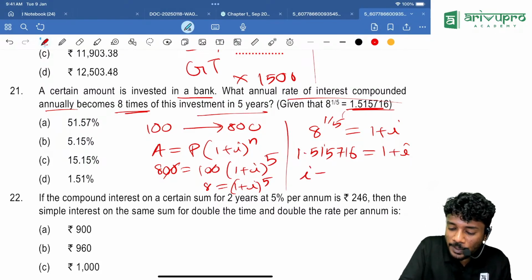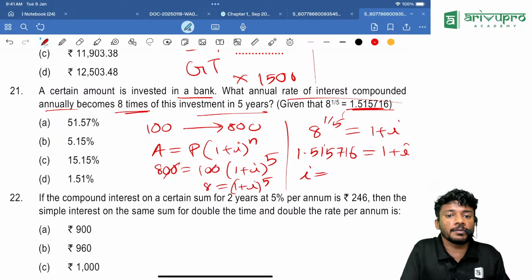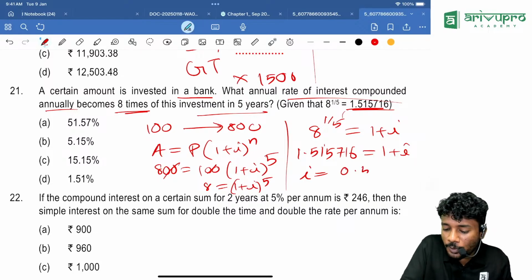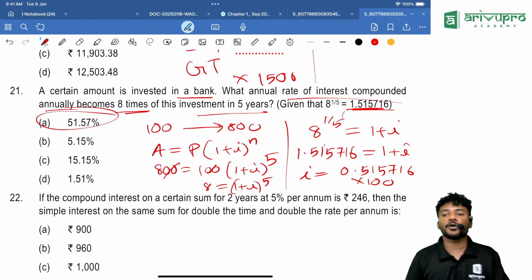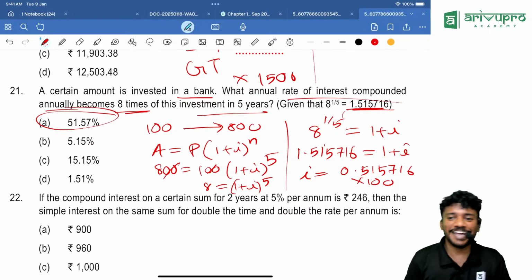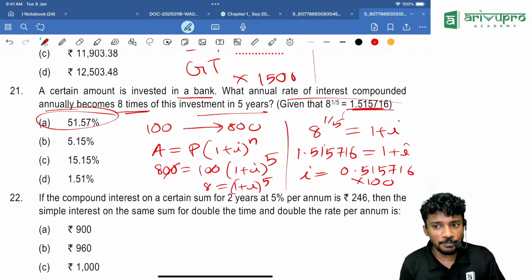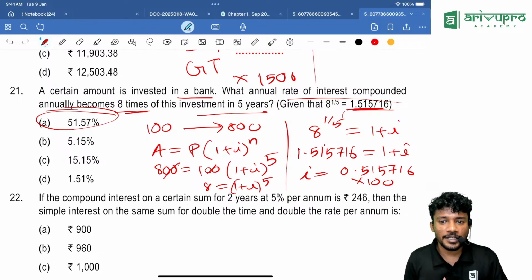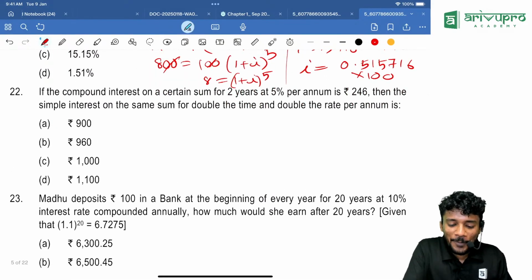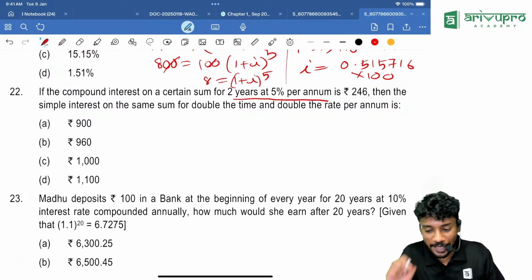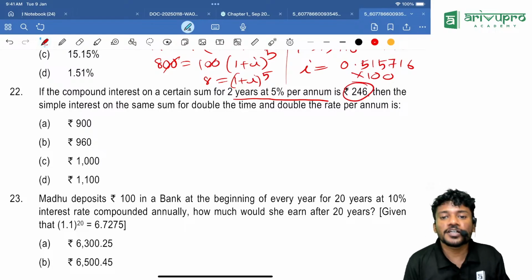So, I is how much? We will take 1 to the other side. It will become minus 1. It is 0.515716. I is this much. Then the rate percentage will be how much? Into 100. That is 51.57. That's our answer. Everyone understood? Anyone is having any doubt over this? Yes. Option B.